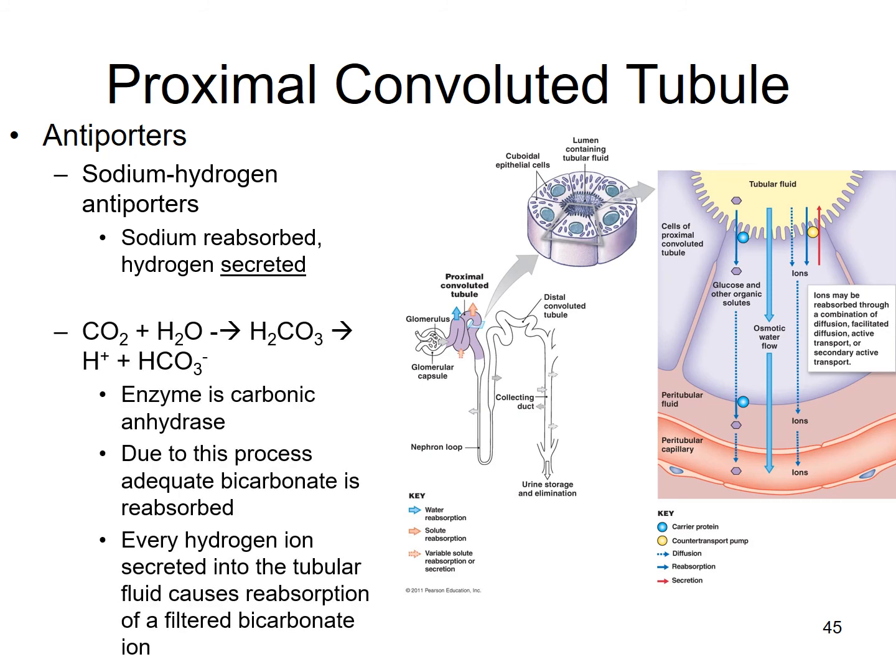And what's the effect of this hydrogen secretion? Well, there's a conversion that is actually happening in the tubular fluid at this point. You have CO2 and H2O being combined to carbonic acid. And this is going to result in bicarbonate, which is HCO3. So as this is happening out in the tubular fluid, when you have a hydrogen ion secreted into the tubular fluid, this is going to cause reabsorption of a filtered bicarbonate ion.